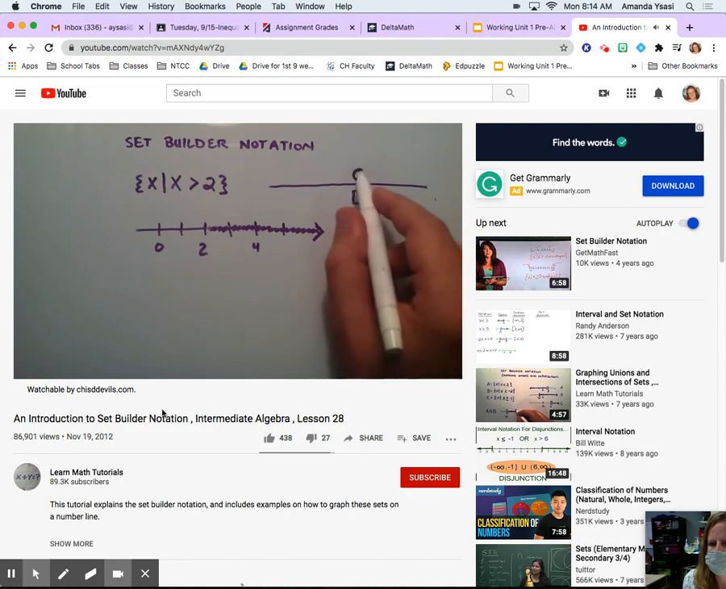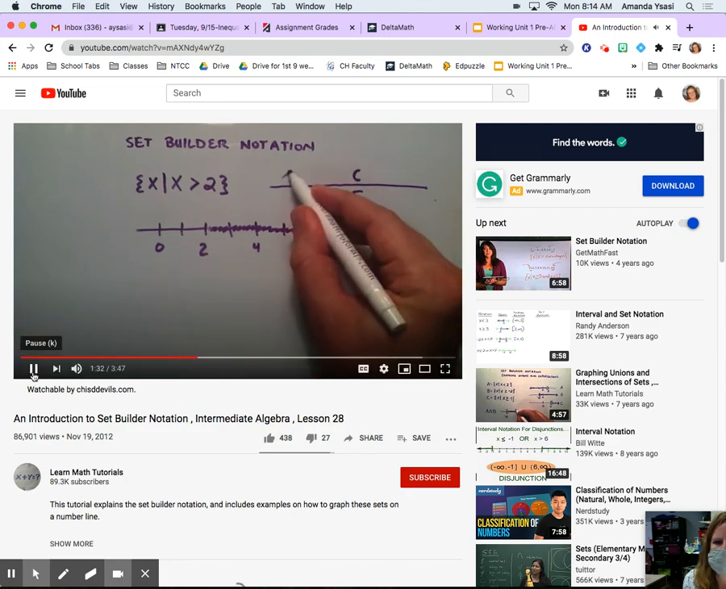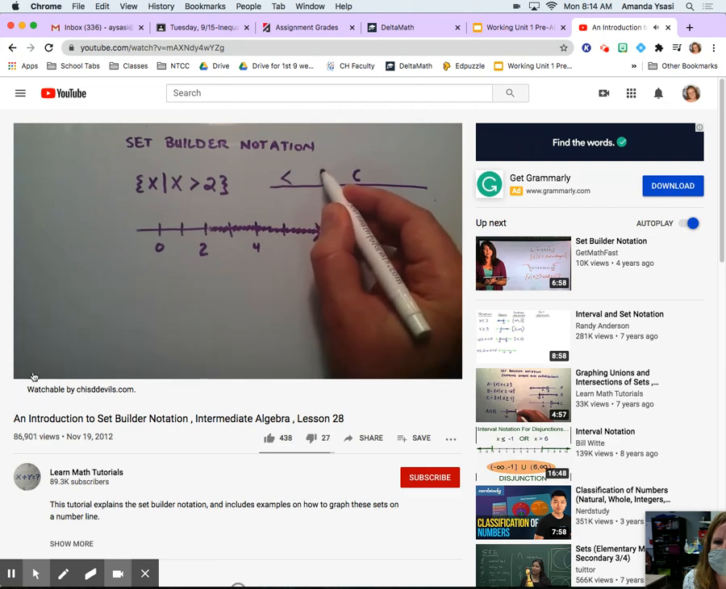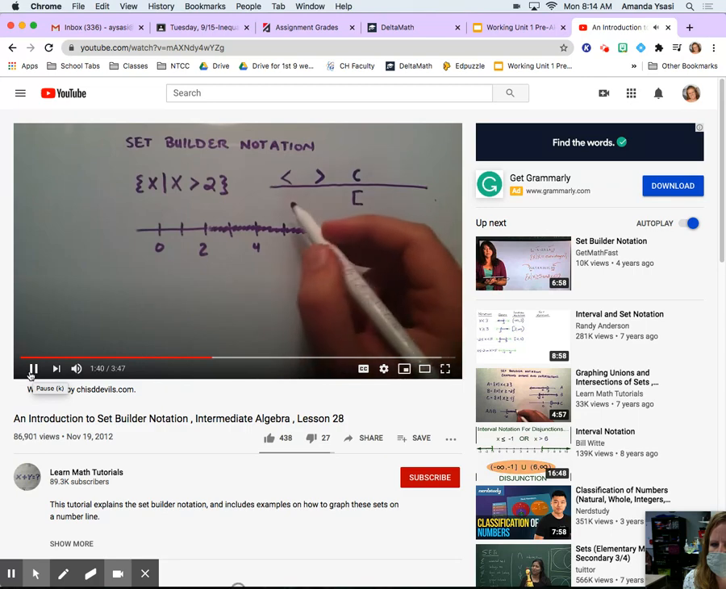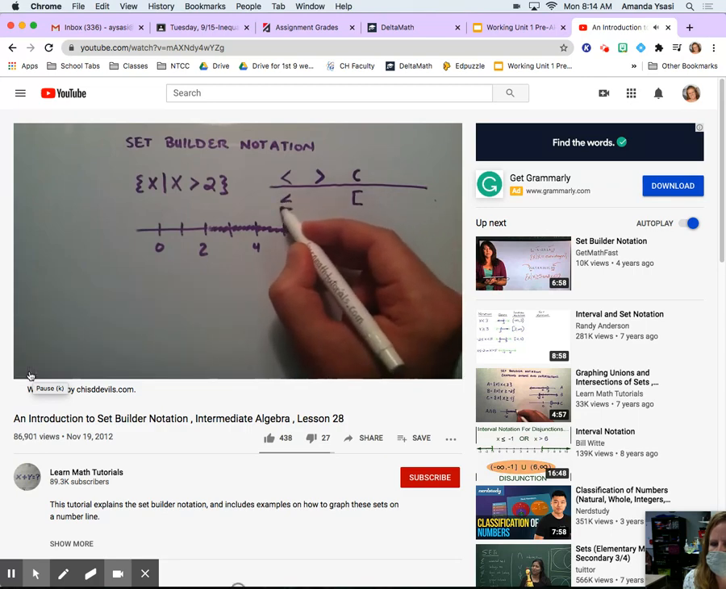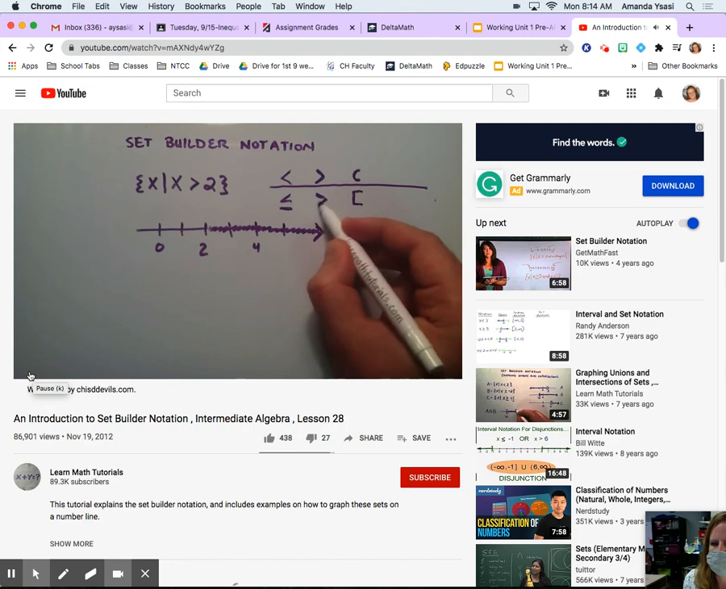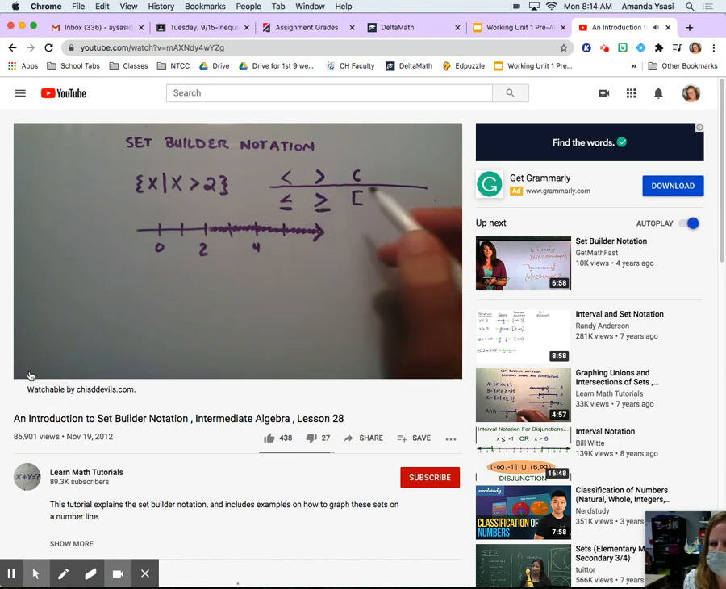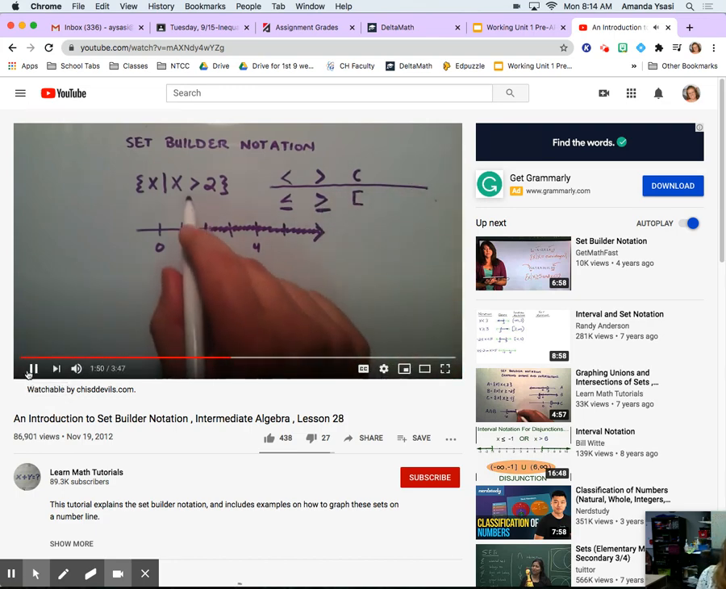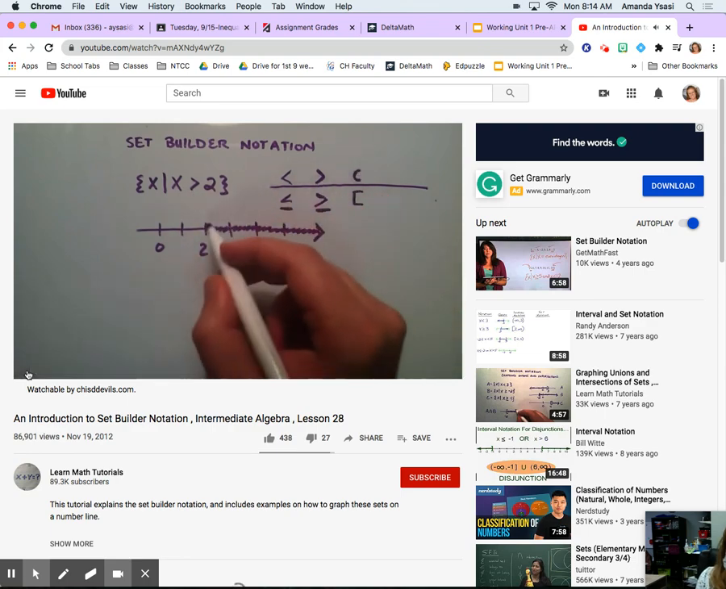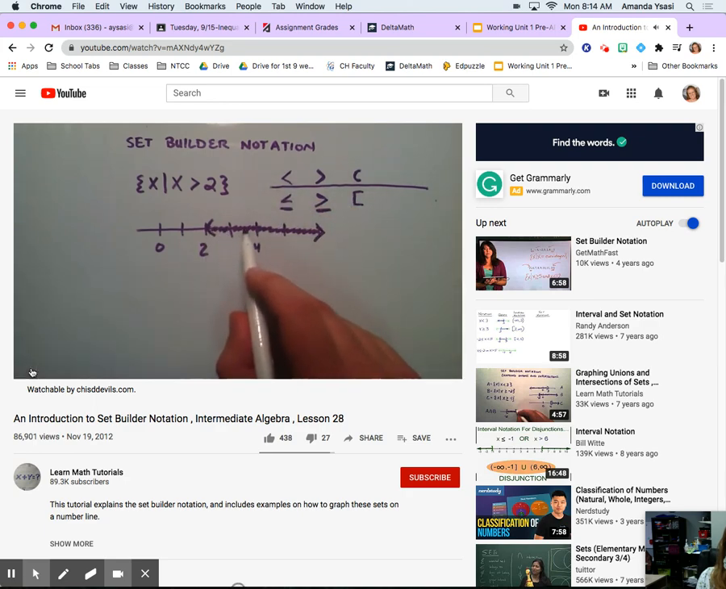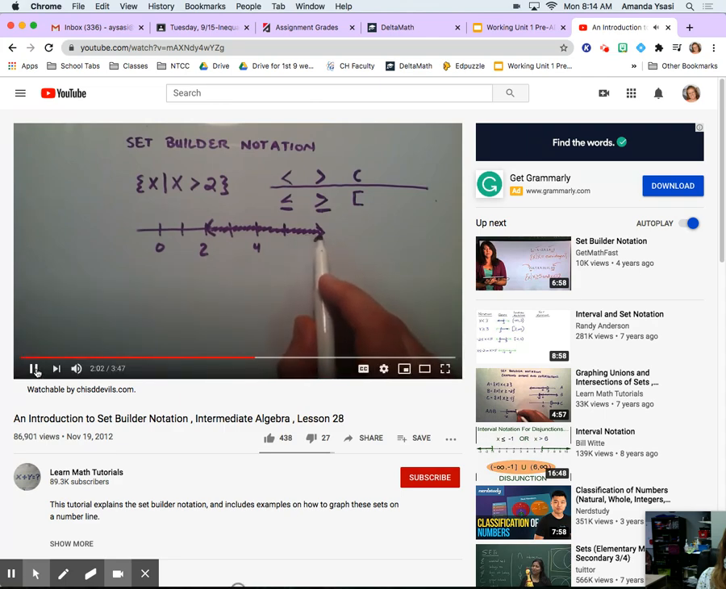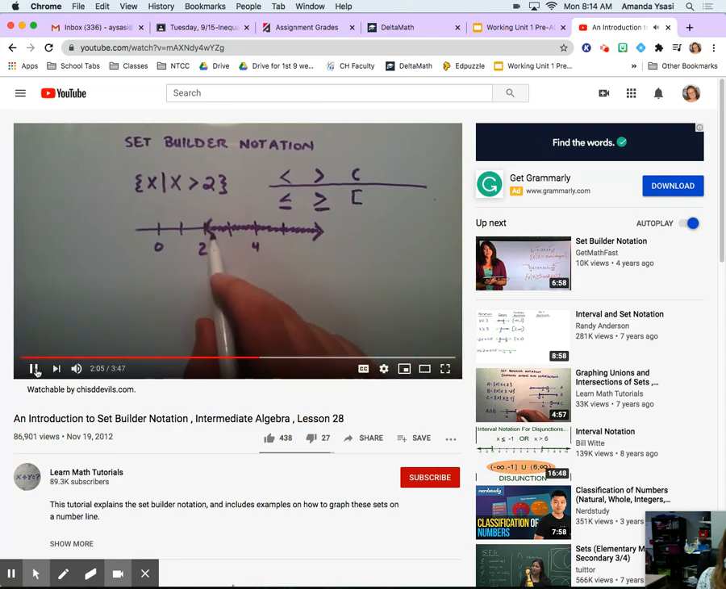We use the half circle when we're dealing with a less than sign or a greater than sign. We use the square bracket when we're dealing with the less than or equal to sign or the greater than or equal to sign. In this case, we're just dealing with the greater than sign, so we use the half circle. Now looking at the graph here, this represents the set that contains all numbers greater than the number 2, but not including the number 2.